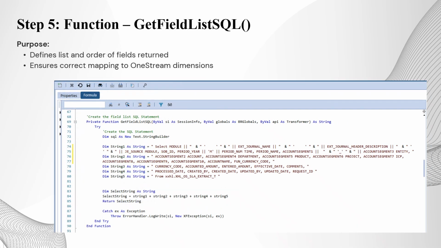Moving to the second function, get field list SQL. This one defines exactly what columns will come back from your SQL query and in what order. The column order and the number here must match exactly what you will return in get data SQL. If they don't match, mapping breaks silently. So keep them identical.